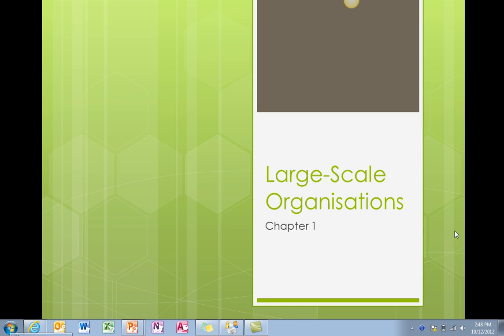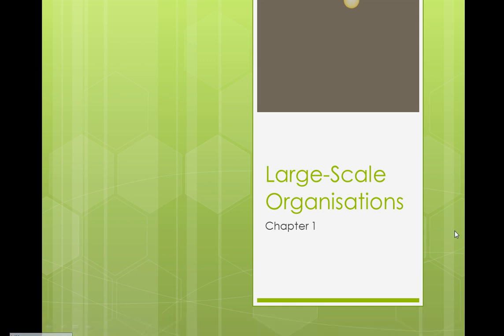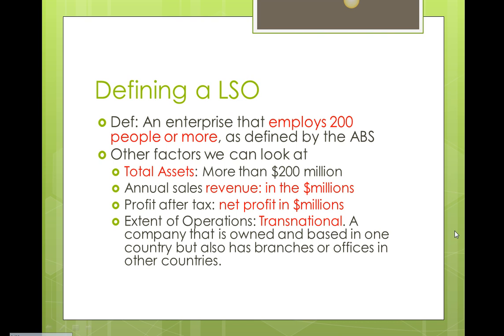This is the first chapter, where we're just going to look at what an actual large-scale organisation is and the different types. So first of all, a large-scale organisation is an enterprise that employs 200 or more employees. That's the main factor that you need to write down.